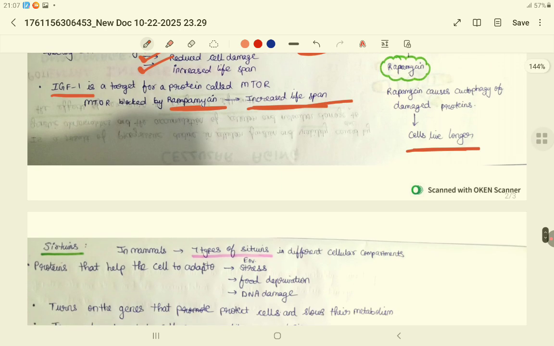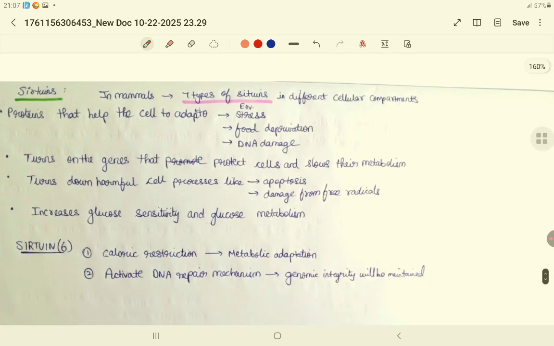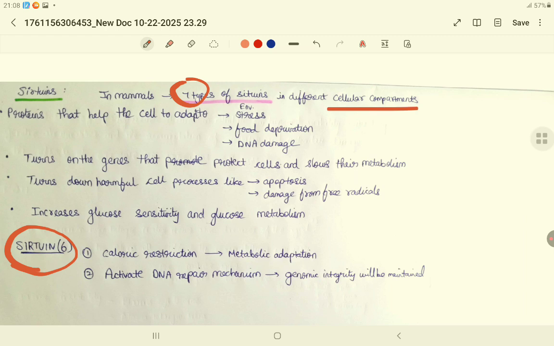Now let us talk about the second thing, called sirtuins. We need to increase sirtuins, right? In mammals, he has given that there are 7 types of sirtuins, and he has also described sirtuin 6. We'll see that in further time. There are 7 different types of sirtuins in different cellular compartments. What are sirtuins? They are proteins that help the cell adapt to various environmental stresses, food deprivation and DNA damage. They turn genes on, protect the cells and slow down the metabolism.